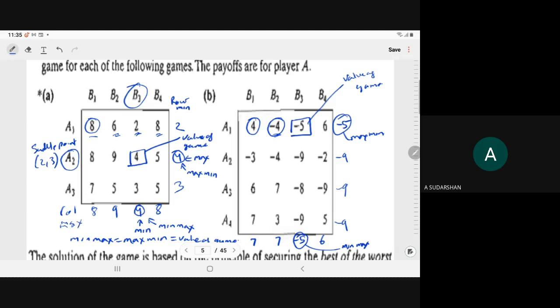And the value of the game is coming -5. -5 represents that player B is winning by 5 points, because presently we have the payoff matrix of player A, and the value of the game is coming minus. So it means A is losing by 5 points and B is winning by 5 points. So this is the value of the game.